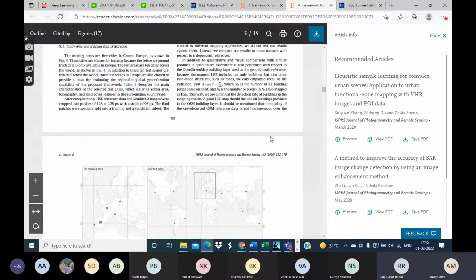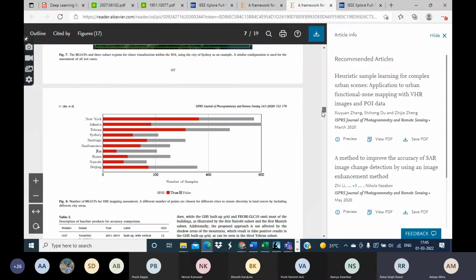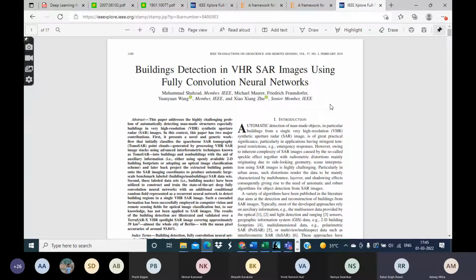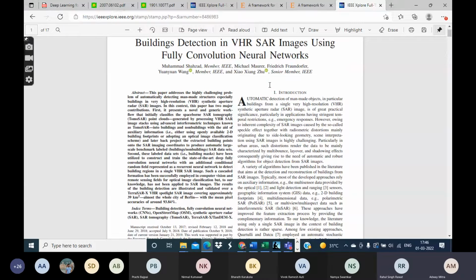After that, they have given the details of the experiments. I'm not going into those details; you can easily access these papers and take a look at them. And finally, one more thing which I just wanted to skim through today: building detection in VHR SAR images, that is, very high resolution synthetic aperture radar images. These are the typical satellite images which we get in remote sensing, using fully convolutional neural networks.